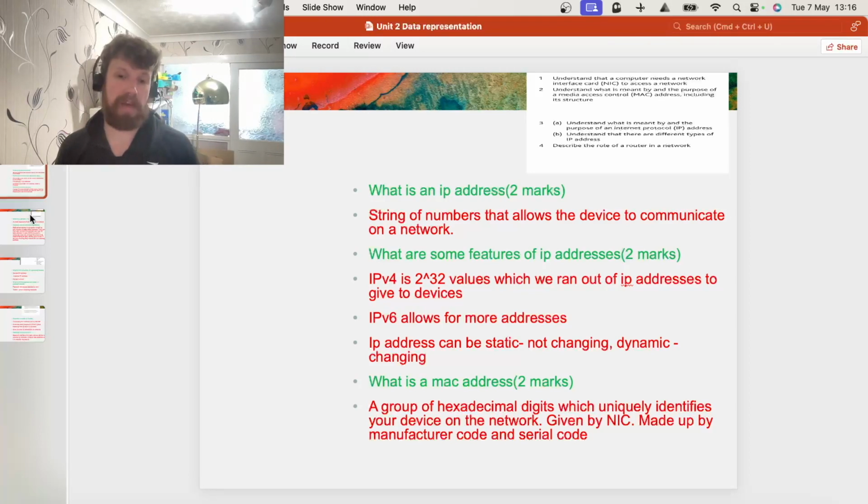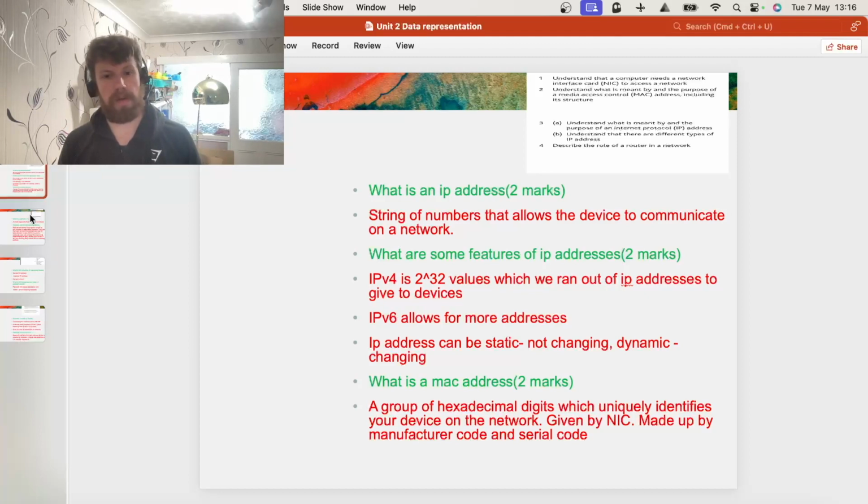And as there are now more than 4 billion people using the internet, we actually ran out of IP addresses. So what we had to do is increase the amount that we've got, and you just need to know that the difference between IPv4 and IPv6 is we increased the amount of addresses that we could use, and IPv6 is now in use.